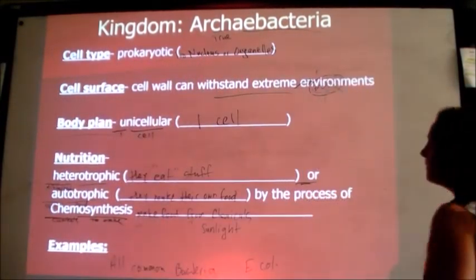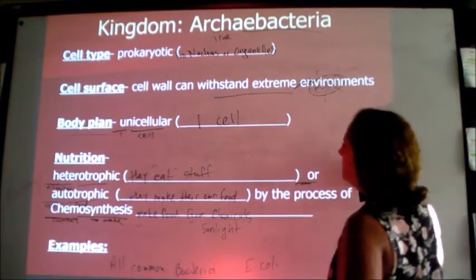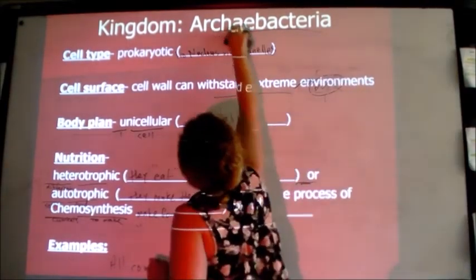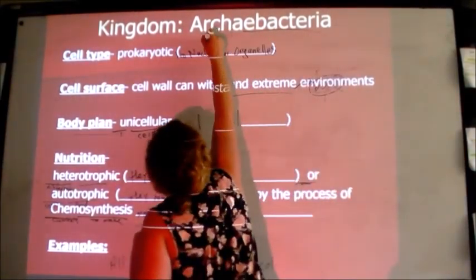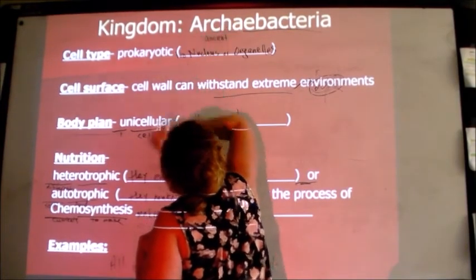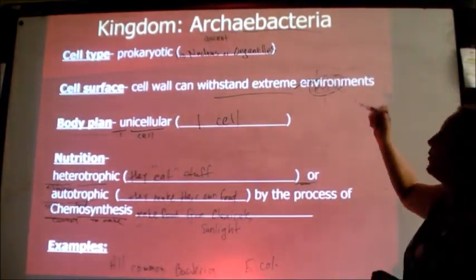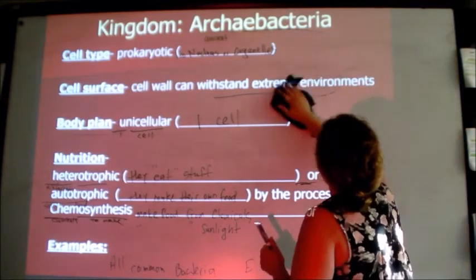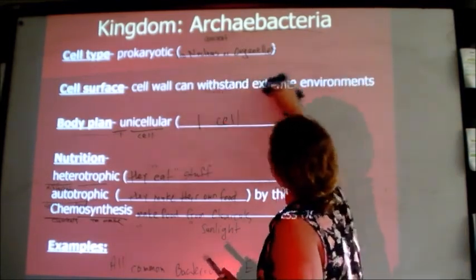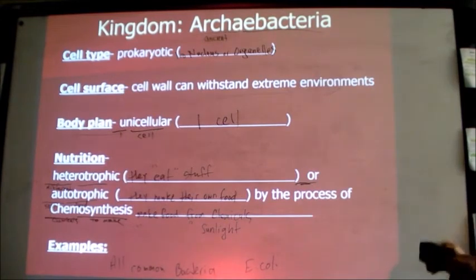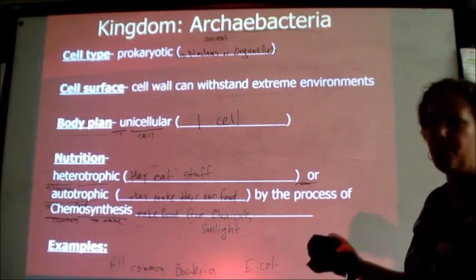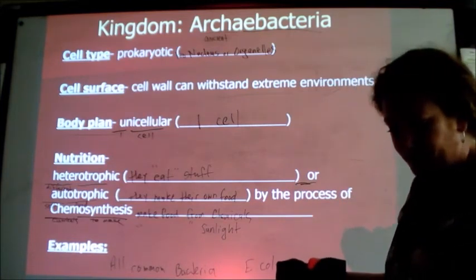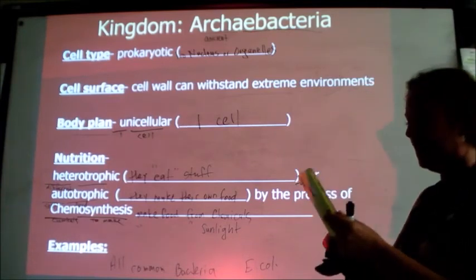Kingdom Archaea. All right, kingdom Archaebacteria does not mean true, it means ancient. So these are your ancient bacteria. They are prokaryotic, which again means no nucleus or organelles. Their cell wall is a little bit different, and all I need you guys to know is that their cell wall can withstand extreme environments. The cold doesn't freeze it, the heat doesn't boil it, the pressure doesn't crush it. They can really survive in those environments quite nicely.